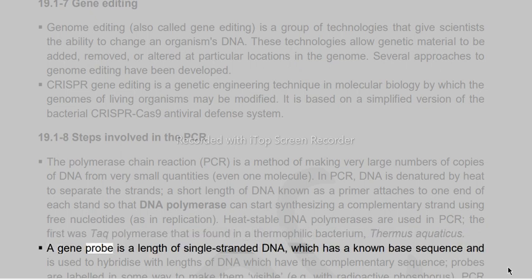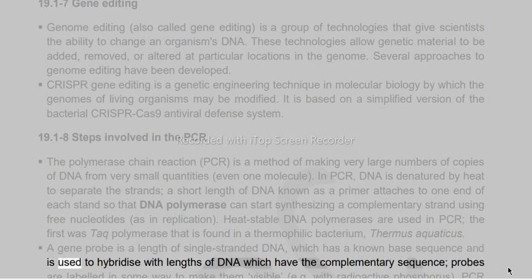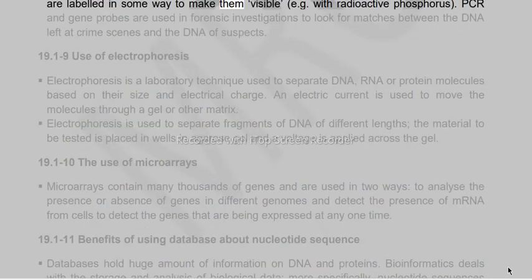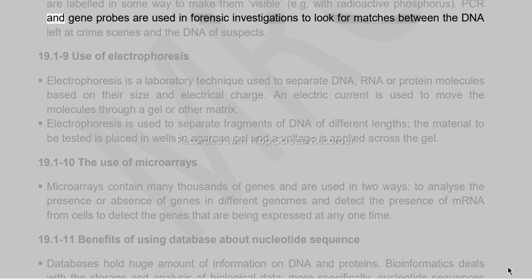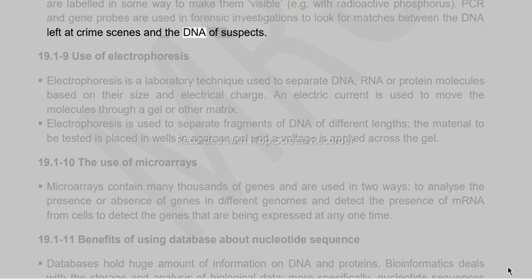A gene probe is a length of single-stranded DNA, which has a known base sequence and is used to hybridize with lengths of DNA which have the complementary sequence. Probes are labeled in some way to make them visible, e.g. with radioactive phosphorus. PCR and gene probes are used in forensic investigations to look for matches between the DNA left at crime scenes and the DNA of suspects.